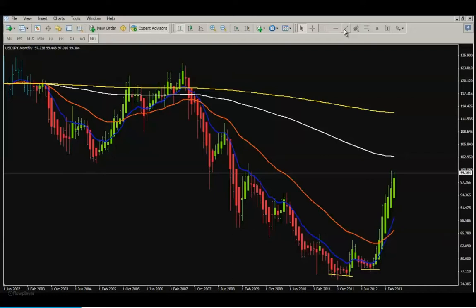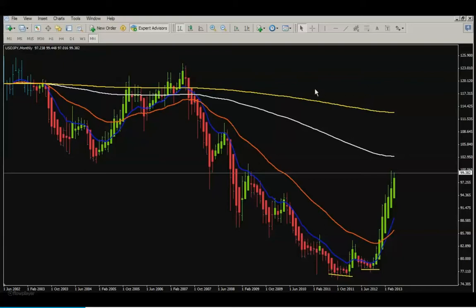You can now also start drawing your first lines, trend lines. You don't need to do it on the monthly chart, but you can do it if it makes sense. That means if you have enough touches, you can connect on a chart.